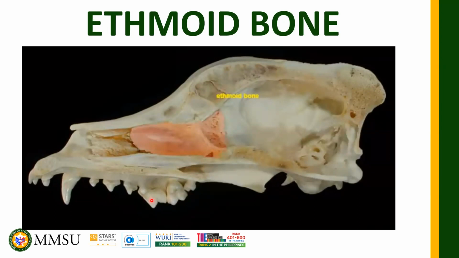So aside from that one, si ethmoid bone din, since it is usually for the olfactory function, one of the main functions din nito is for the attachment for the olfactory epithelium. Si olfactory epithelium, nagko-contain siya ng mga specialized na sensory receptors that is usually responsible for detecting odors. Okay? So very important yung sense of smell ng mga farm animals natin.